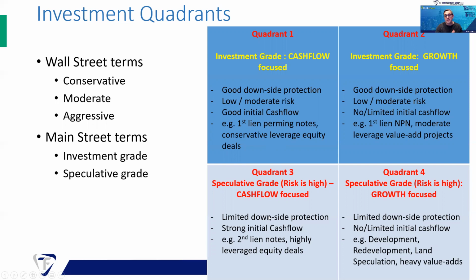Quadrant 3 typically covers strong cash flow but a high degree of risk. So junior lien notes and mezzanine debt could be in this quadrant. Highly leveraged syndications could fall into this quadrant. There are a number of other deals that fall into quadrant 3.